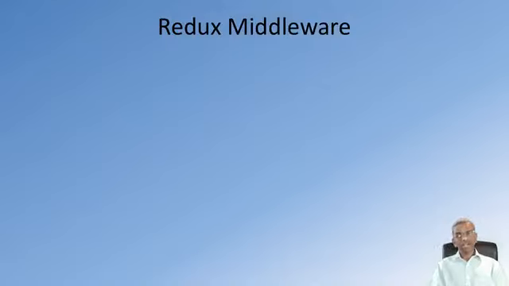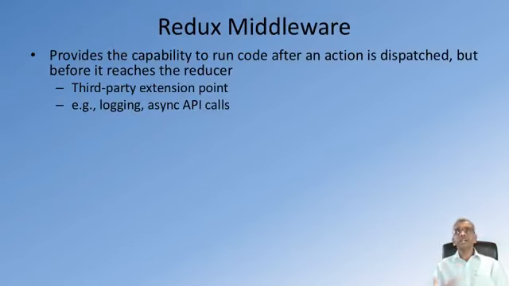So what exactly is Redux middleware and what role does it play in our Redux application? The Redux middleware provides the capability to run code after an action is dispatched, as I said in the introduction, before it reaches the reducer. Once an action reaches the reducer, it will act on the action and make changes to the state of the store. So before that point, you can intercept the action and effect some changes before the action reaches the reducer. So this is a place which enables third-party extensions to be injected into your Redux application.